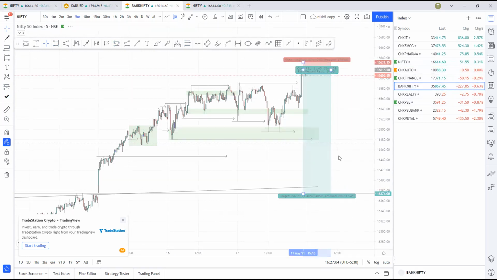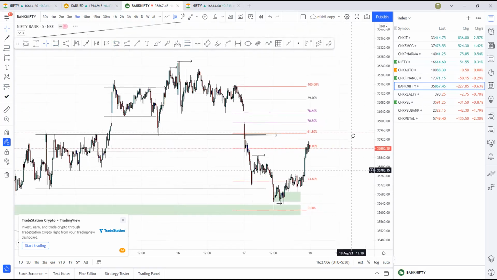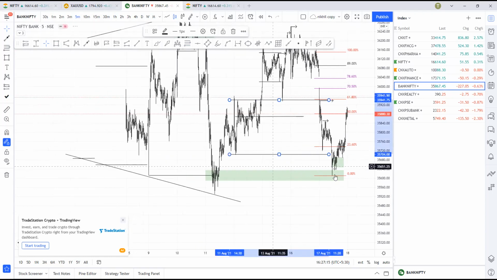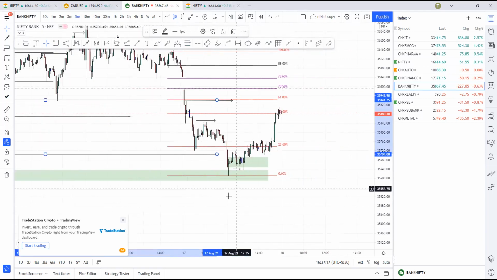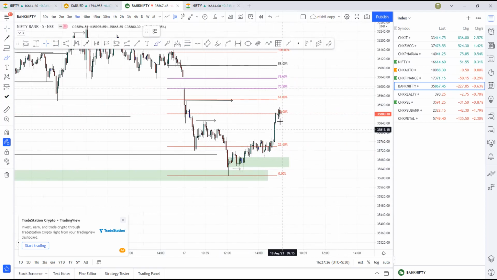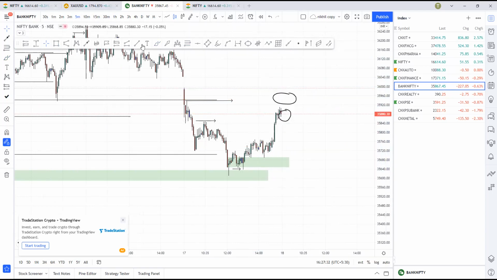The last is Bank Nifty. We saw Bank Nifty was weak. It opened gap down, and my initial target was this low, but we tapped this order block level, and then the market gave some sort of recovery. So we even traded these levels. My first exit was the 50% Fibonacci, and my second exit was the 61% Fibonacci. Let's see if we fill this gap or not tomorrow.